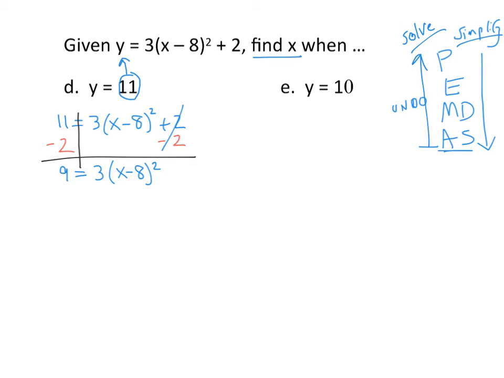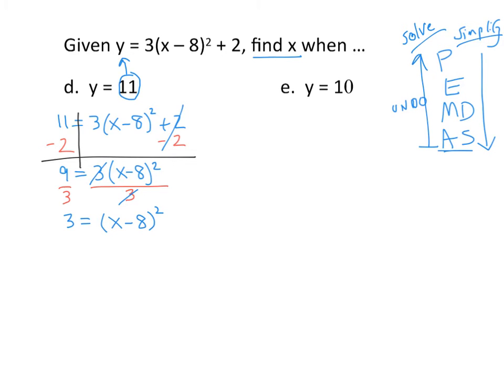That doesn't work, actually. So what we need to do is divide both sides by 3. We're going to divide this side by 3, which means we need to divide this side by 3. 9 divided by 3 is 3. These 3's cancel each other out. They make 1. 3 divided by 3 is 1. So now we have 1 times x minus 8 in parentheses squared.